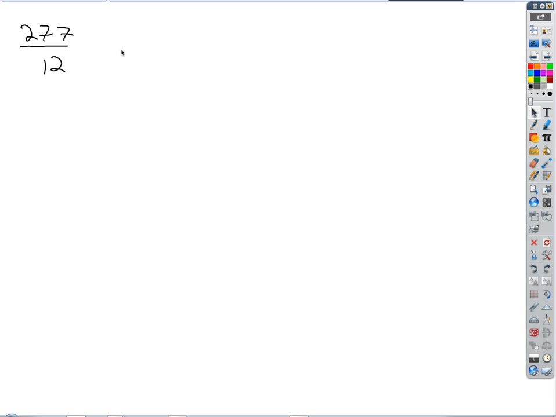If we do this using long division, we have to set it up using the division bracket, right? What goes inside? 277. And then what goes outside? 12. Okay, so in general, we could say the denominator goes outside, the numerator goes inside, right?